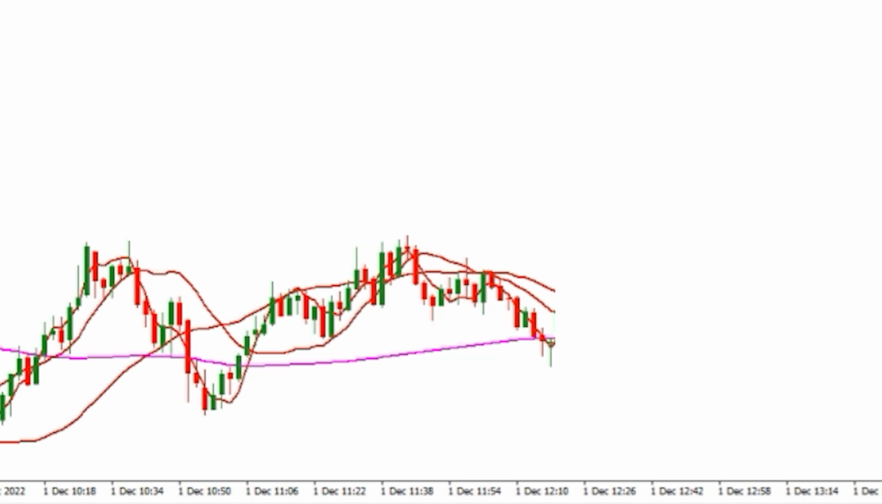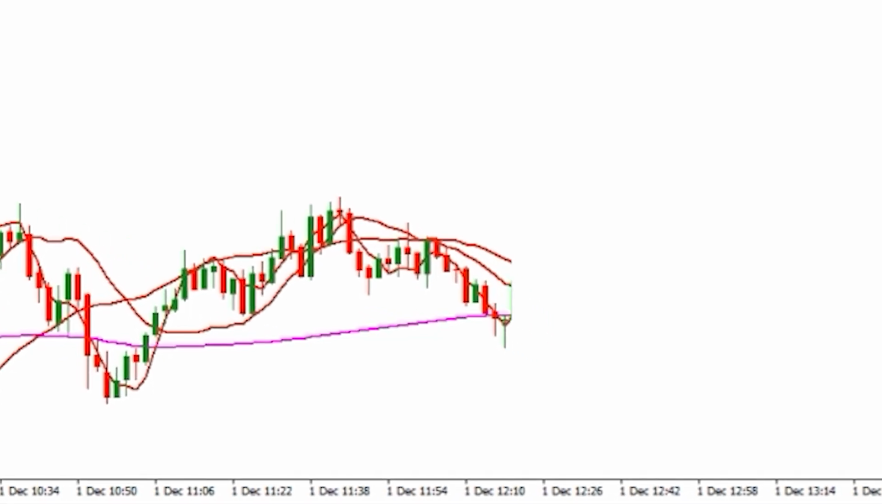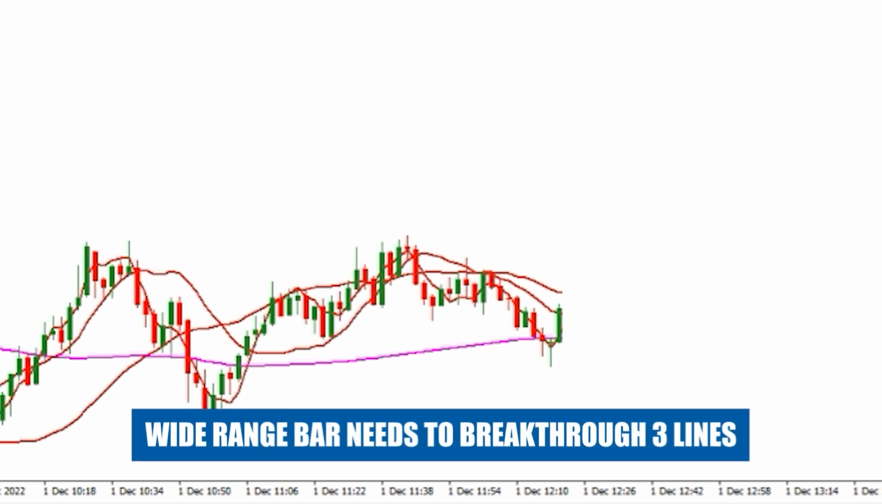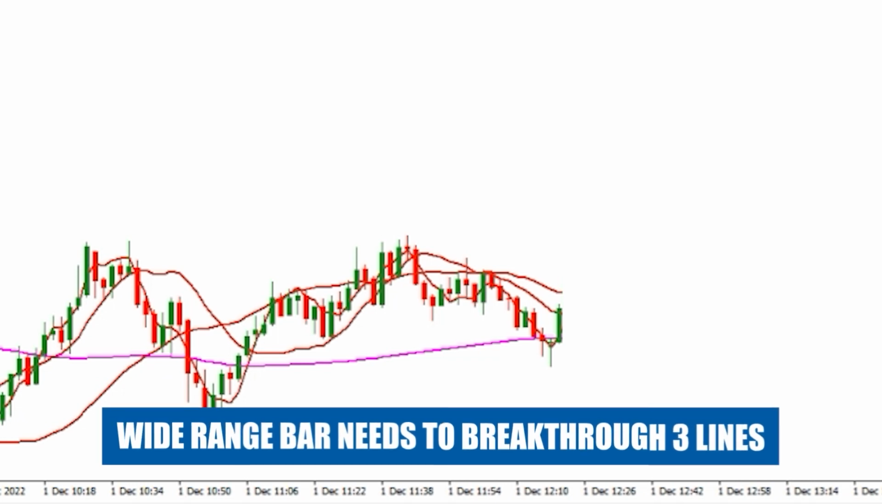And here's how simple this system is to use. Firstly, we need to find a wide range green bar. The way you can tell it is a wide range is that the surrounding bars will be significantly smaller. Secondly, the wide range bar needs to break through at least 3 of the 4 lines on the chart, which ultimately signals price passing through multiple time frames, which makes our entry that much more powerful.